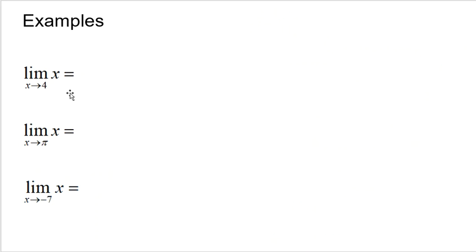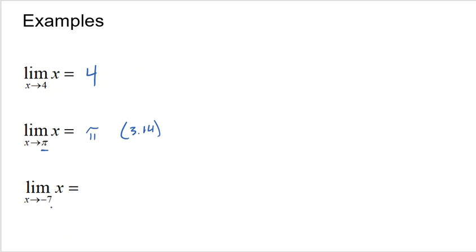So here's some really simple examples. What is the limit of x as x approaches 4? Well, 4. What is the limit of x as x approaches pi? Now, don't let this be confusing. Pi is just a number, so your answer is pi. If you want to round it, 3.14.